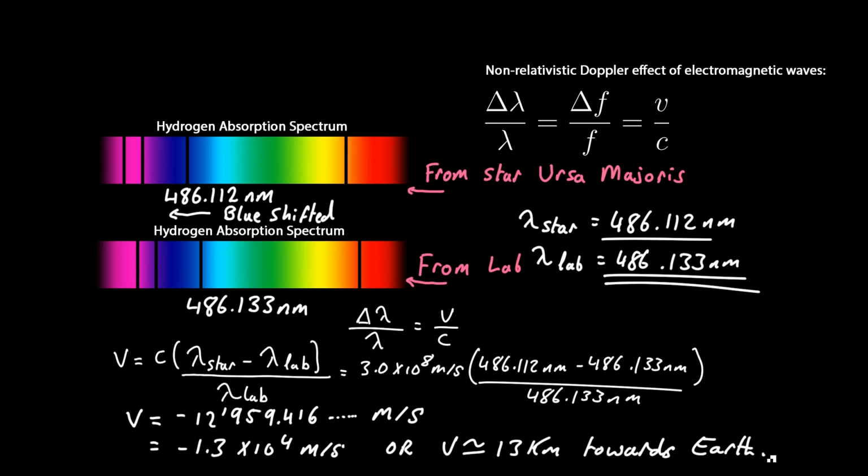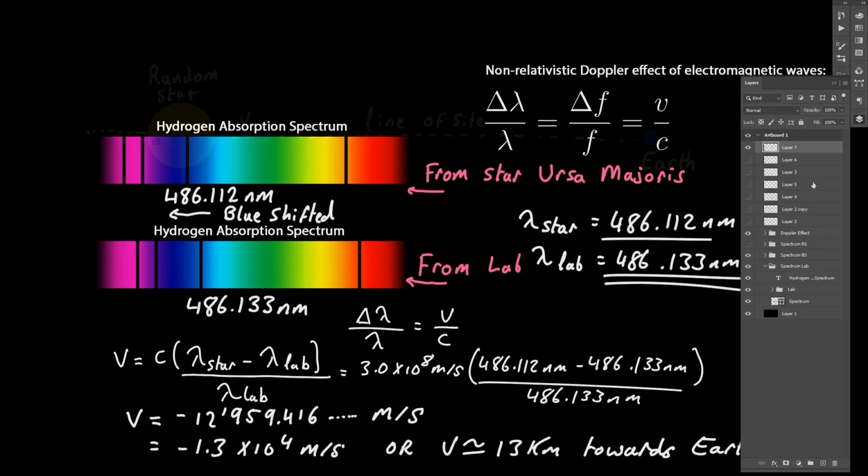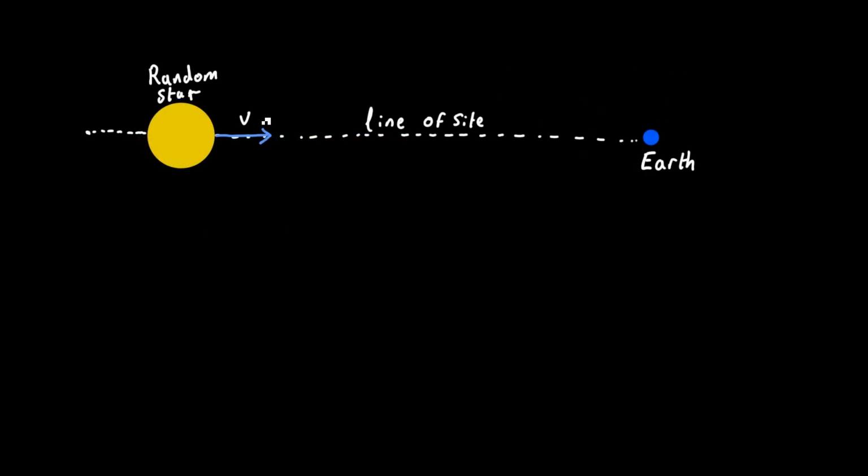Now it's really important to realize here that this value is the velocity along the direction of sight. We've got the Earth on the right hand side. This dotted line here is the direction of sight, so this is where our telescope is pointing, and it's pointing in the direction of this star here. Now along the direction of sight is our velocity, so this is how quickly the star is moving towards the Earth, which is at 13 kilometers per second.